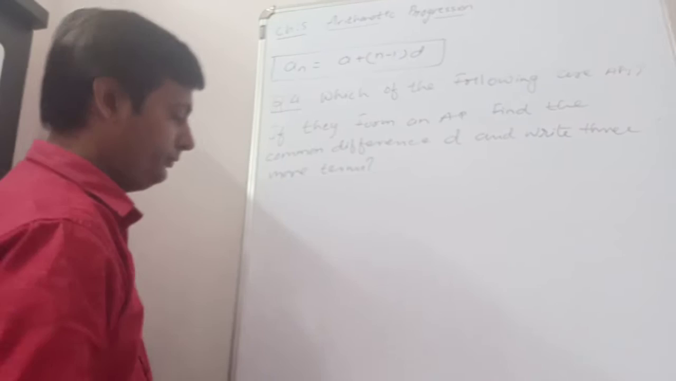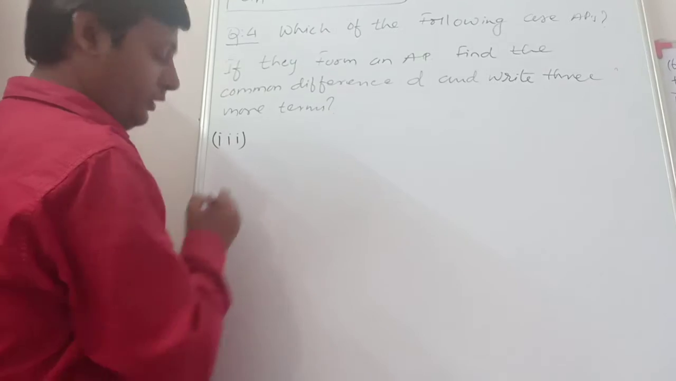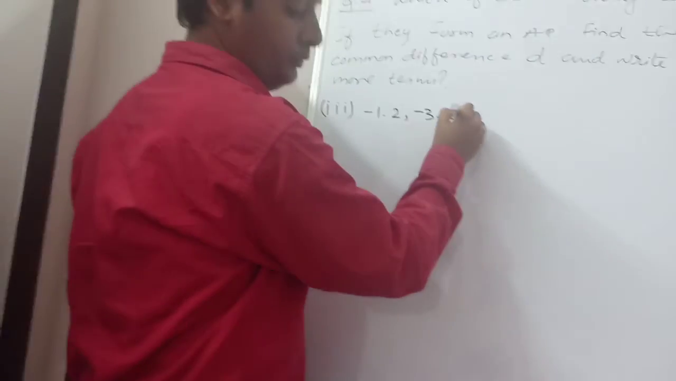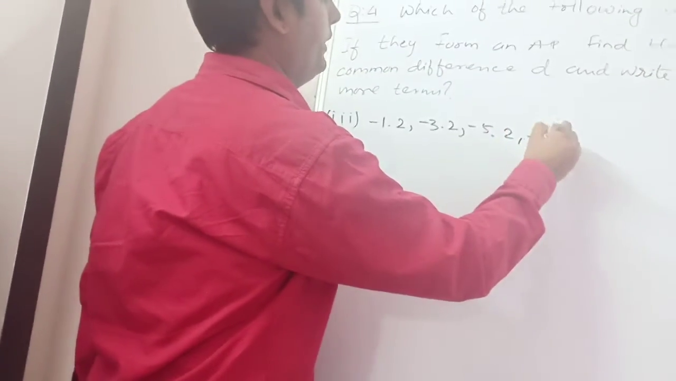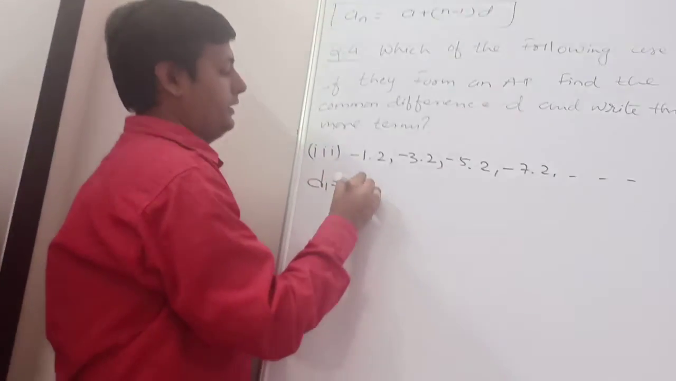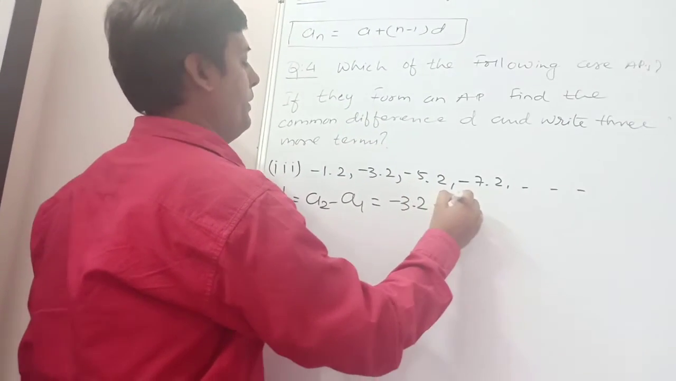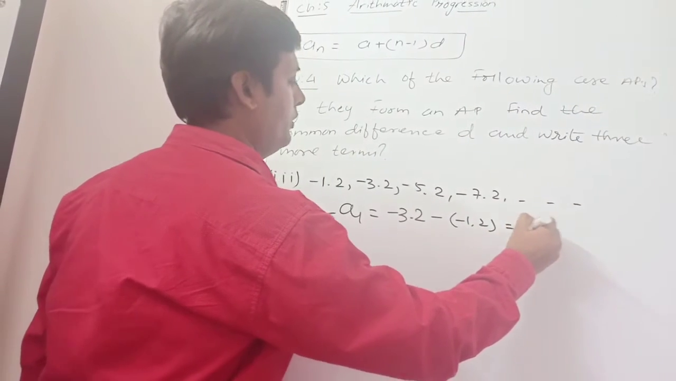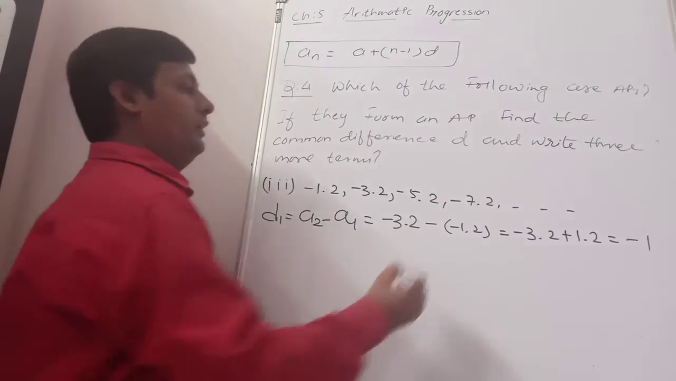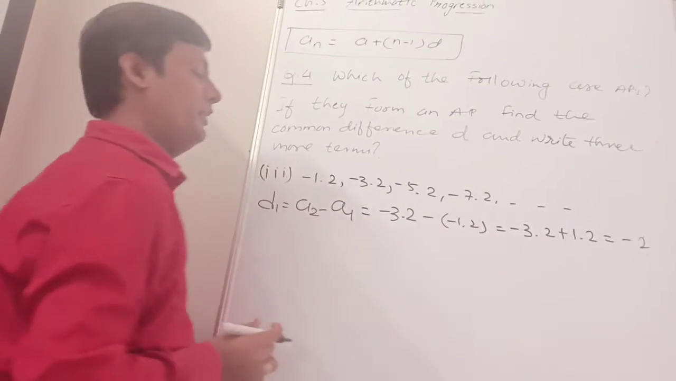Question number 3. Here the minus 1.2, minus 3.2, minus 5.2, minus 7.2. Just check it. First D1 first. Second term minus first term. So minus 3.2, minus into minus 1.2. So minus 3.2 plus 1.2 is equal to minus 2.